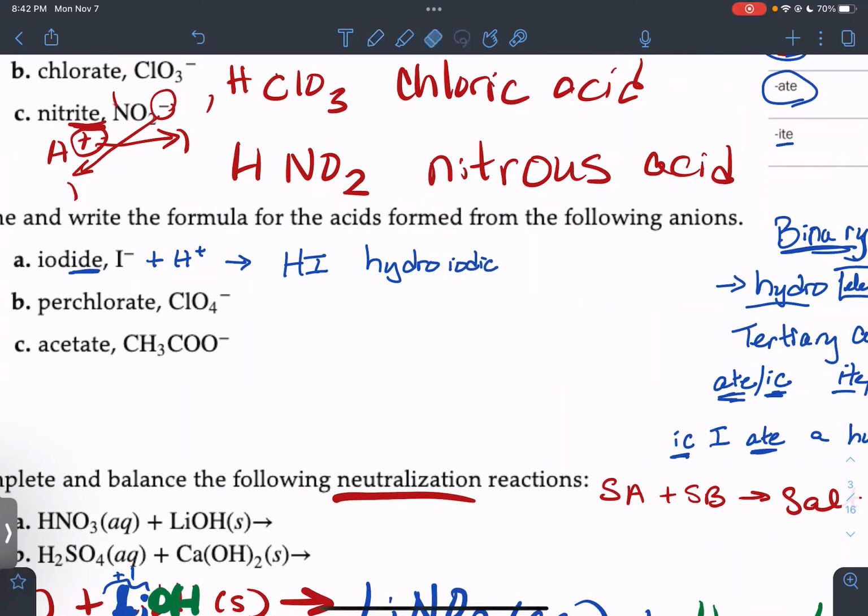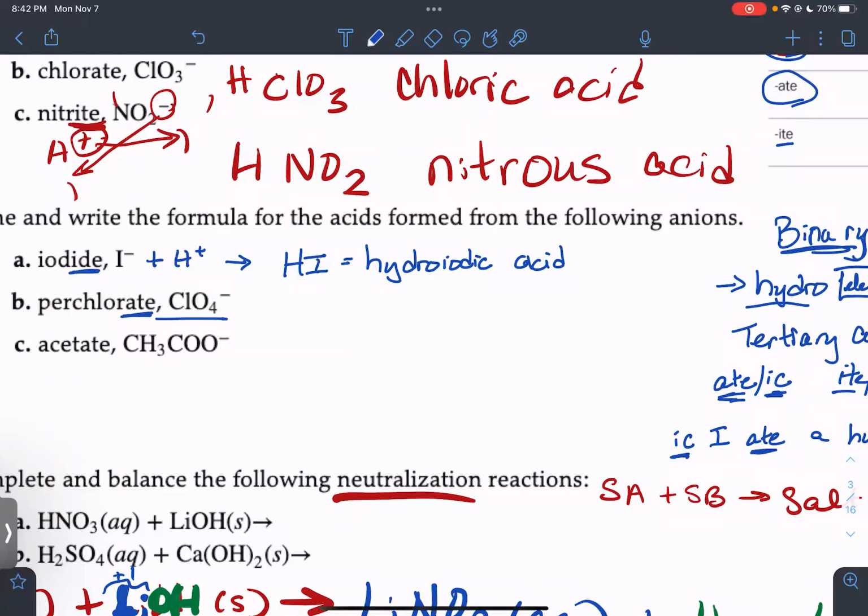That's really one word. I shouldn't have a gap there. Hydroiodic, and then a space, acid. Hydroiodic acid. Okay, now perchlorate, if it ends in ATE, then it's on the polyatomic ion table.